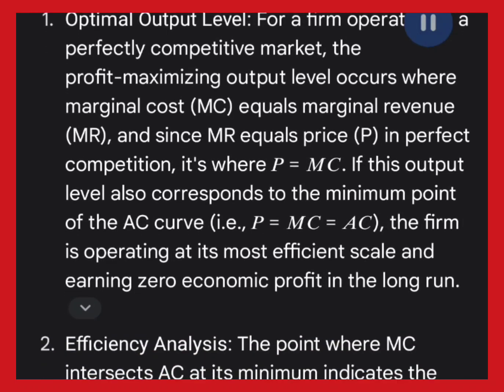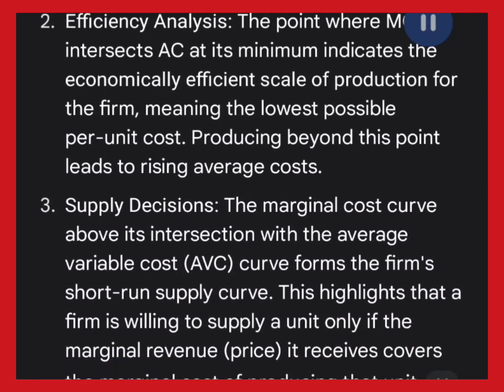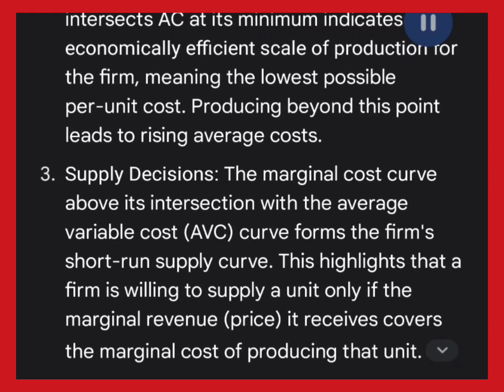2. Efficiency analysis. The point where MC intersects AC at its minimum indicates the economically efficient scale of production for the firm, meaning the lowest possible per unit cost. Producing beyond this point leads to rising average costs. 3. Supply decisions. The marginal cost curve above its intersection with the average variable cost (AVC) curve forms the firm's short-run supply curve. This highlights that a firm is willing to supply a unit only if the marginal revenue, price, it receives covers the marginal cost of producing that unit.